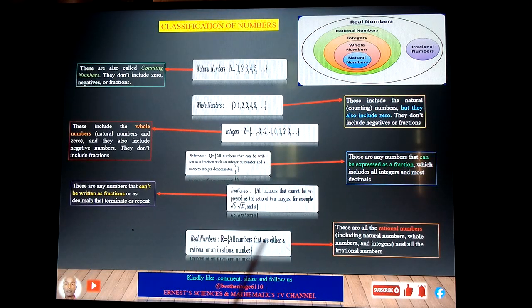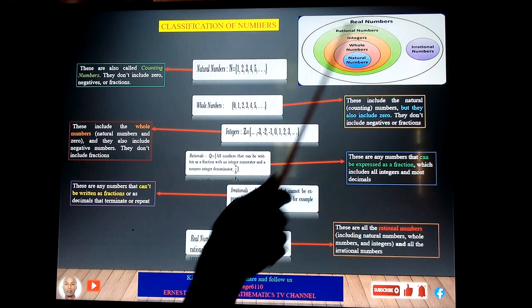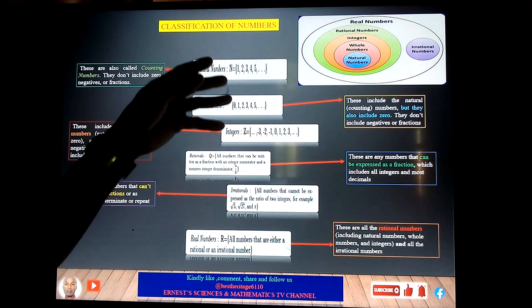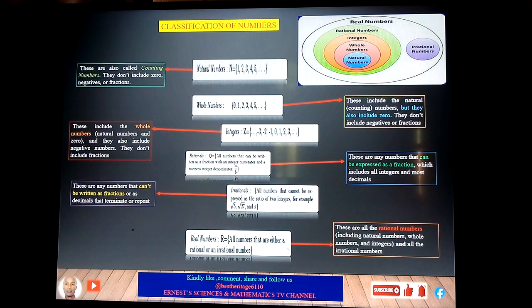And for real numbers, these are all numbers that can either be rational or irrational. And therefore, they include natural numbers, whole numbers, integers, and all the irrational numbers as illustrated in this specific case. So this is going to assist us figure out the relationship that exists between these different classes of numbers. And of course, this is going to assist us in doing evaluations, or whenever a particular problem mentions either irrational numbers, integers, etc., we can understand what it basically implies.